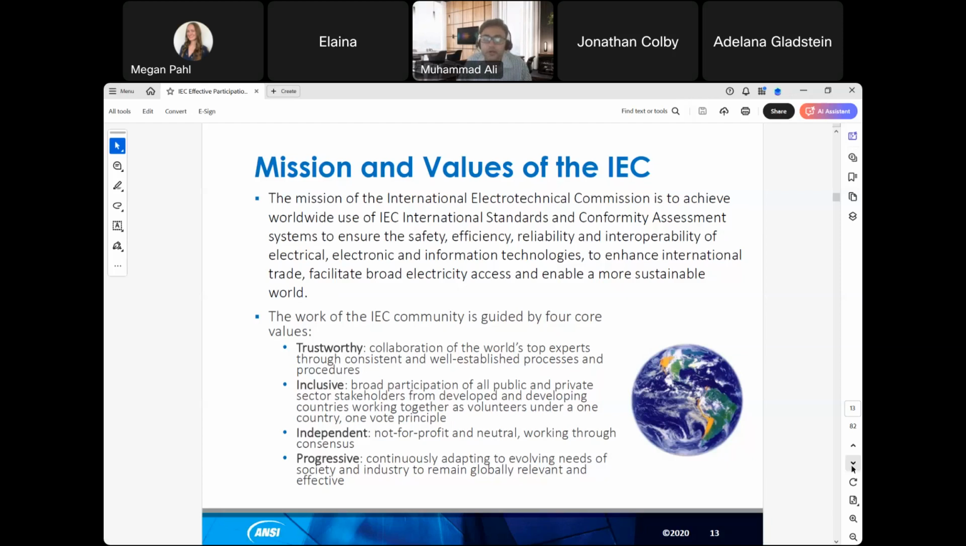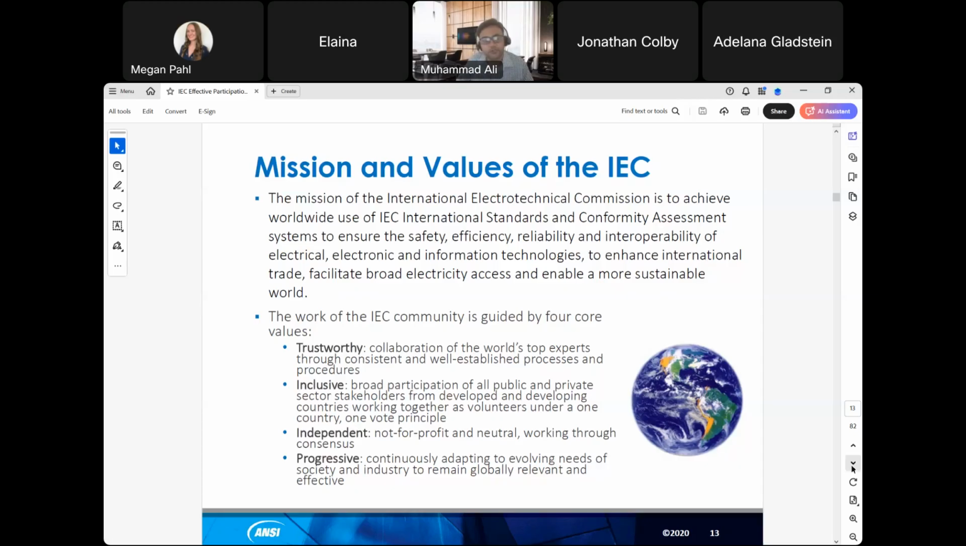So the work of the IEC community is really guided by its four core values: trustworthiness, inclusivity, independence, and progressiveness. So what does it really mean? Trustworthiness is really the collaboration of the experts that are involved in consistent and robust processes and procedures. IEC and ISO have the most robust standards development procedures that allow the experts to get their work done through consensus building, working together, and inclusivity.